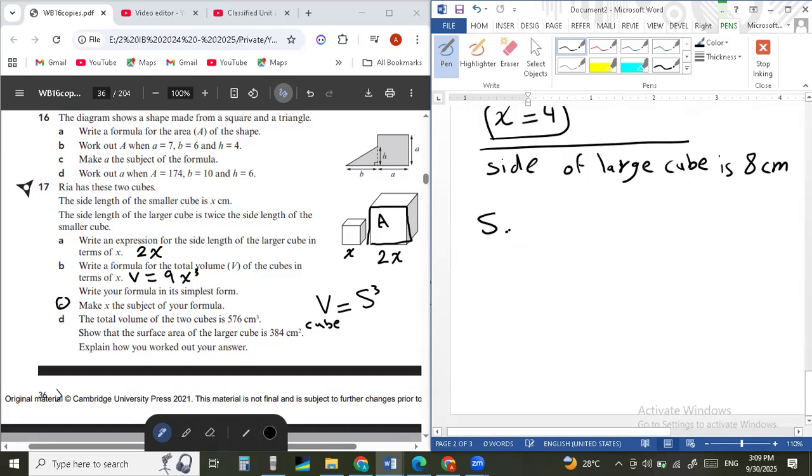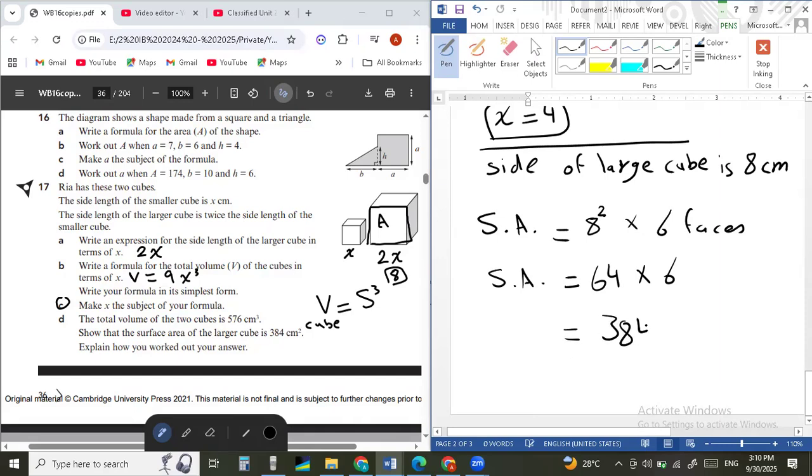So, surface area, as we agreed, is the area of one face. We agreed that the side of the large cube is 8 centimeters. So it is the area of one face, which is 8 squared, times 6 faces. So surface area equals 8 squared, which is 64, times 6 faces, which is equal to, you're going to find exactly, 384 centimeters squared. This is the surface area of the large cube.